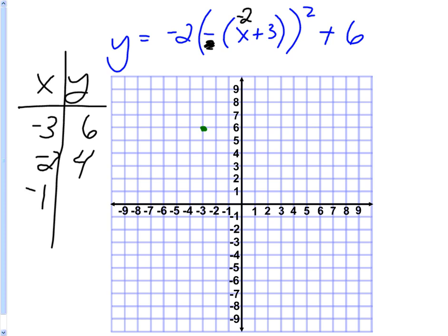How about negative 1? And I stick in negative 1. I put in negative 1 here. What's negative 1 plus 3? 2. 2, and the opposite of 2 is? Negative 2. Negative 2 squared is? 4. 4 times negative 2? Negative 8. Negative 8 plus 6? Negative 2.